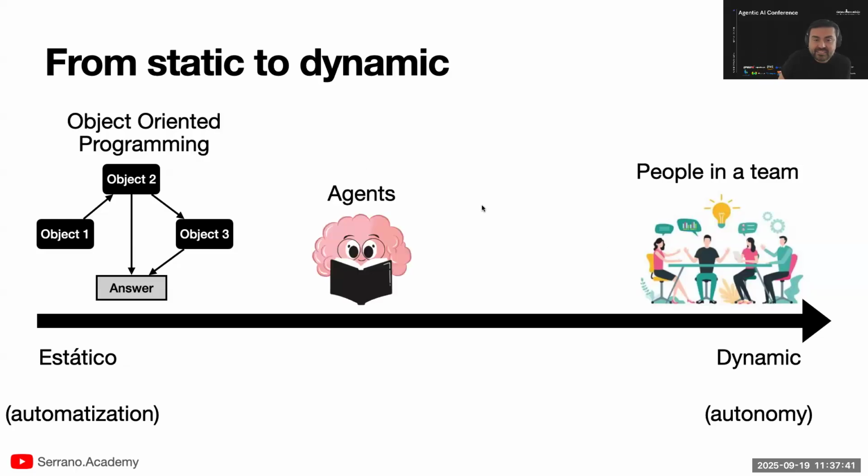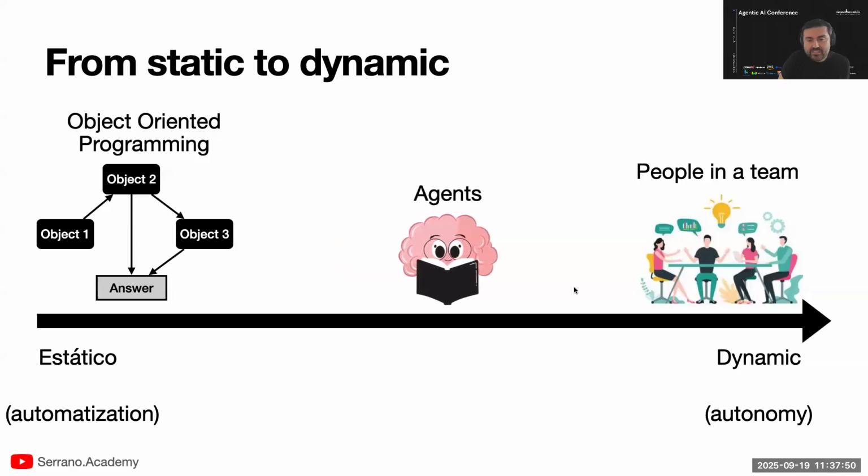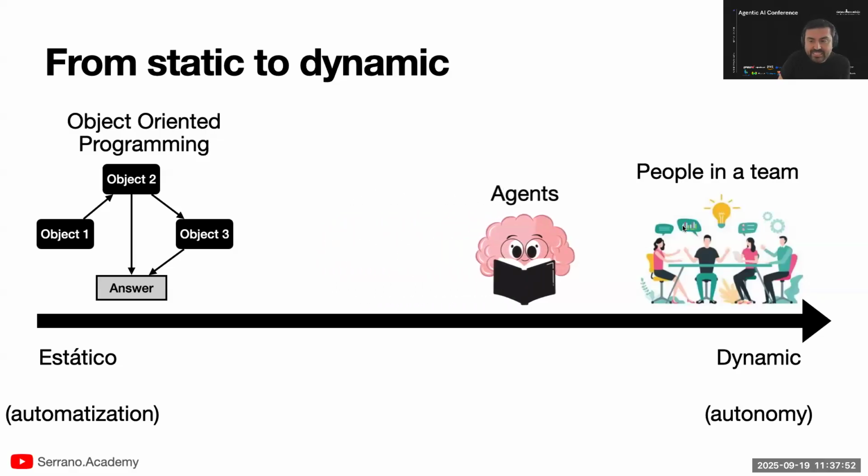The idea of the agents, they're around here, right? They're more autonomous than object-oriented programming, and still not as autonomous as people in a team. And the goal is to move them as much as possible. The more they look like a team, the better. And they'll be able to sort of fix problems that were not in the script. So that's how it differs from object-oriented programming. That's all the theory we'll learn today. Let's move to the labs.